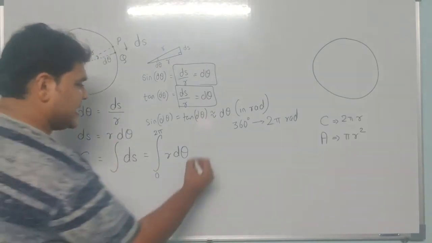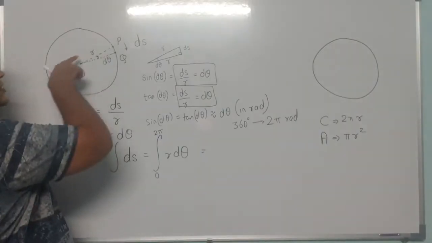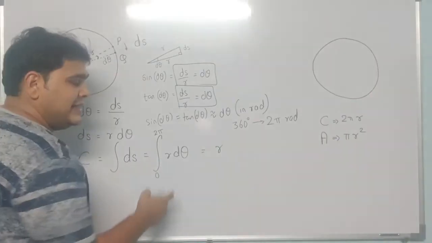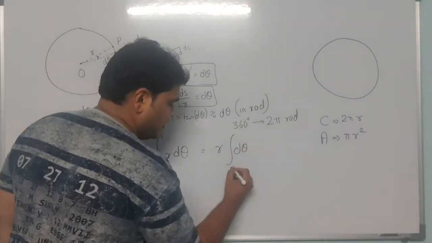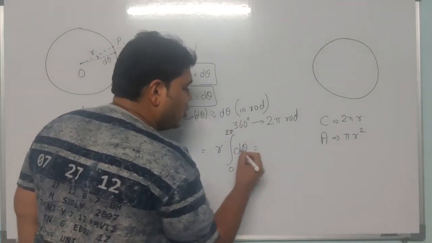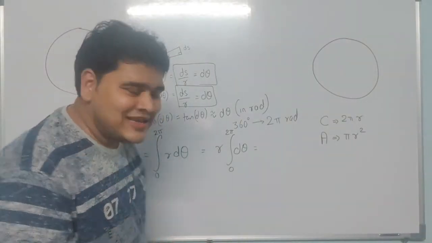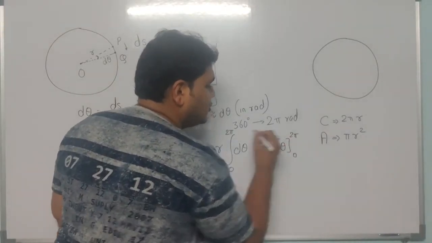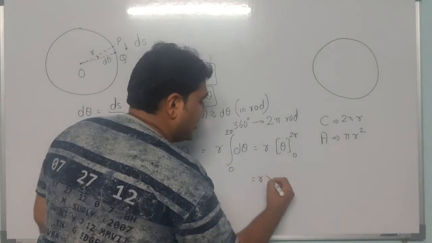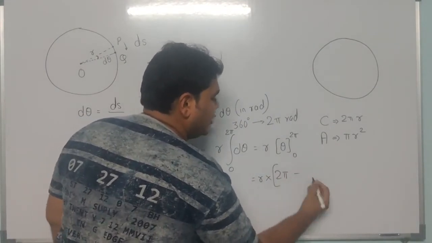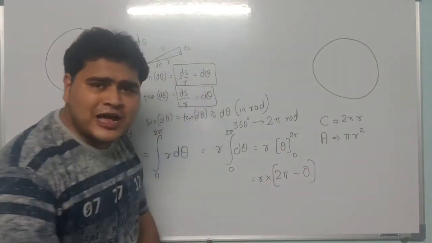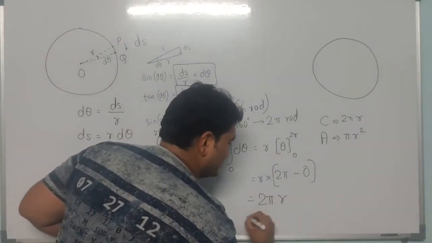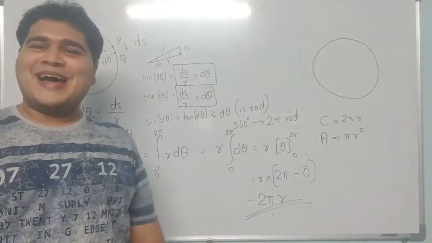So now I can say r is a constant because it's not going to change at any point. So r comes outside. Integration d theta from 0 to 2 pi. I hope you remember integration dx was x. So here r integration d theta is theta from 0 to 2 pi. Let's substitute. r into upper limit 2 pi minus lower limit 0. 2 pi minus 0 will be 2 pi, yes, and we get the answer 2 pi r.